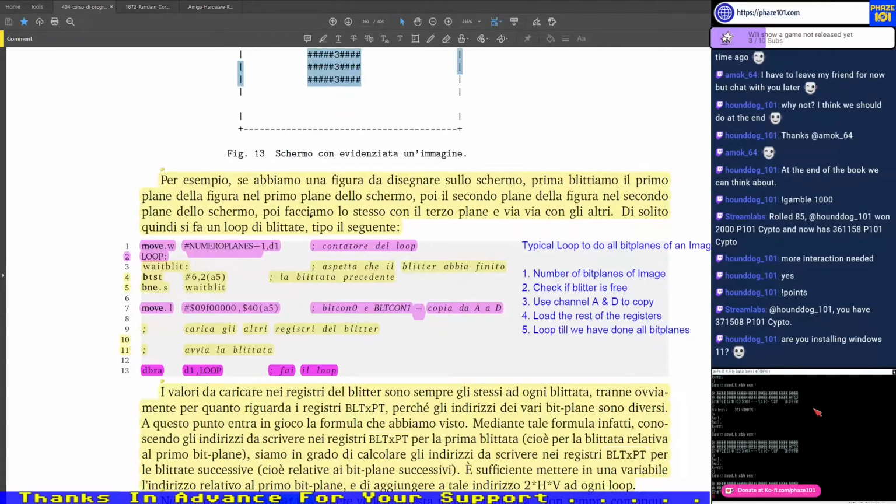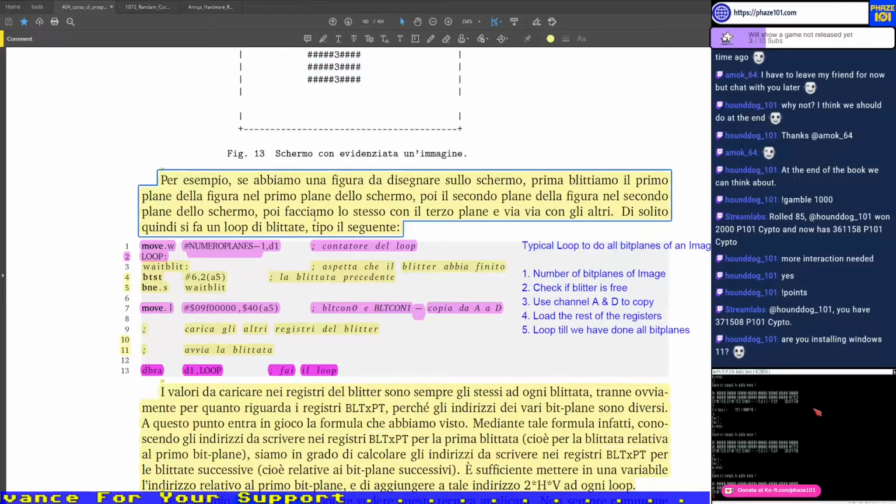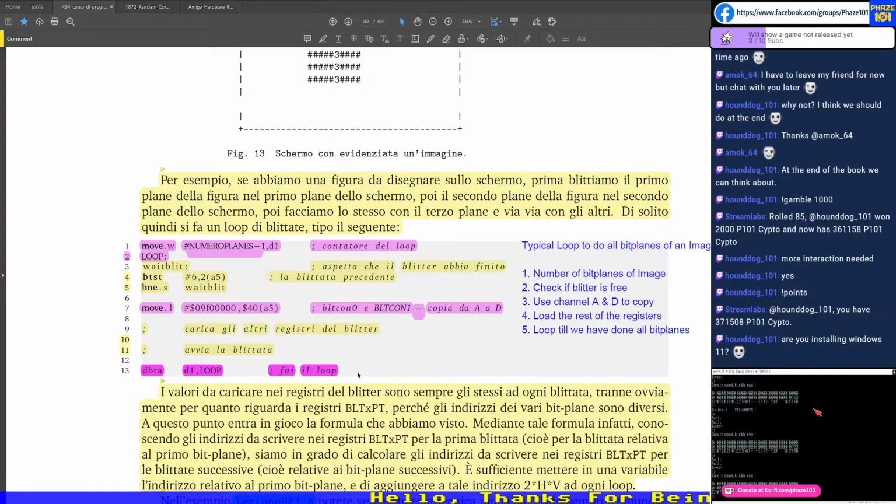So, if we have an image to blit on our screen, this is what this paragraph is saying. First we blit the first bit plane, then the second bit plane, etc. How do we do it? Here he gives a small example code of how this is done. This is a typical loop for when we need to blit an image to the screen that is composed of more than 1 bit plane.